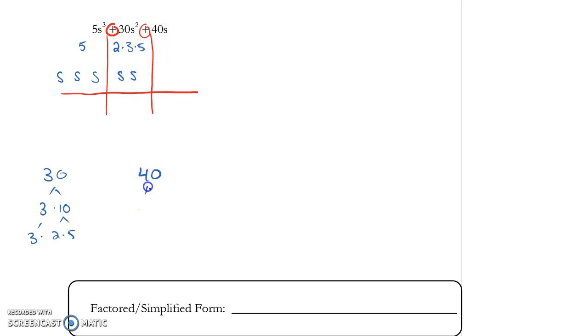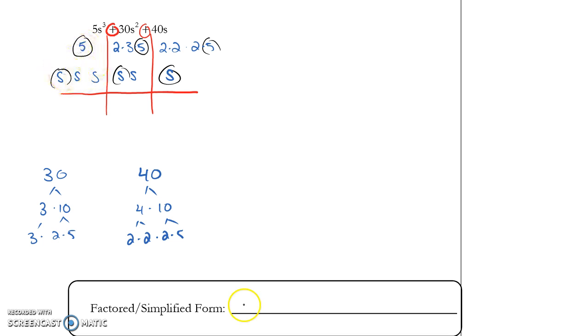40 is not prime, factor tree. 4 times 10, 2 times 2 times 2 times 5. 2 times 2 times 2 times 5 with 1 s. Common factors. I look at the numbers first, they share a 5. Then I look at the variables, they share an s. So now I'm going to focus on just one of these. What did I circle? A 5 and an s. That's my GCF. That gets listed first.